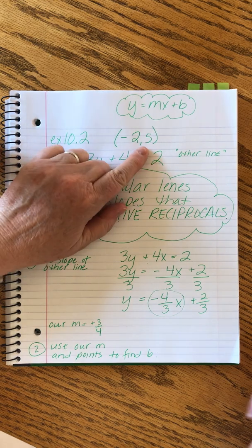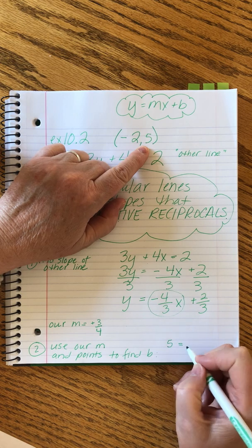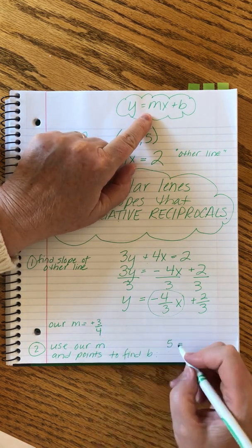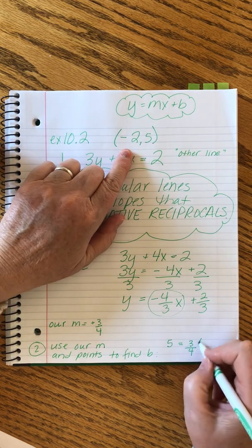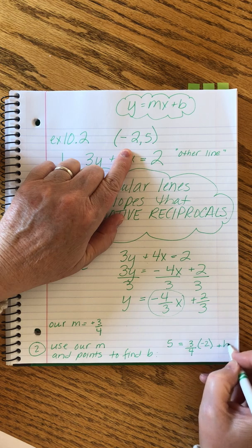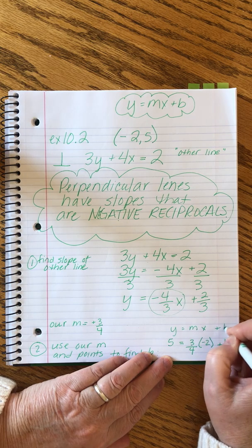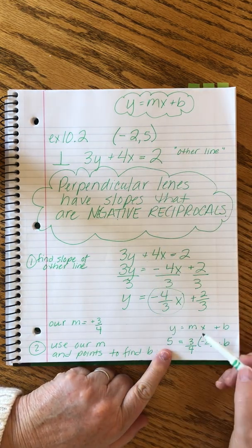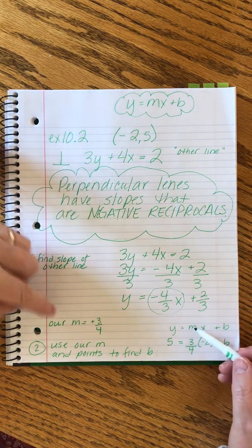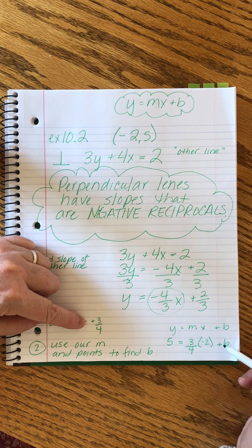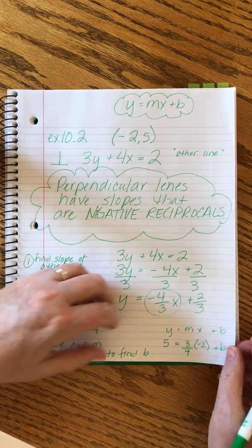Okay, so y is 5 equals m, we use our m, 3/4, x is minus 2, plus b. Okay, let me write it here too. y equals mx plus b. We use these points as our x and our y, right? Minus 2 for x, 5 for y. Our slope, we found right here, it's positive 3/4, and b is what we're trying to find. So now we just solve this and we'll have our b. So I'm going to copy it.